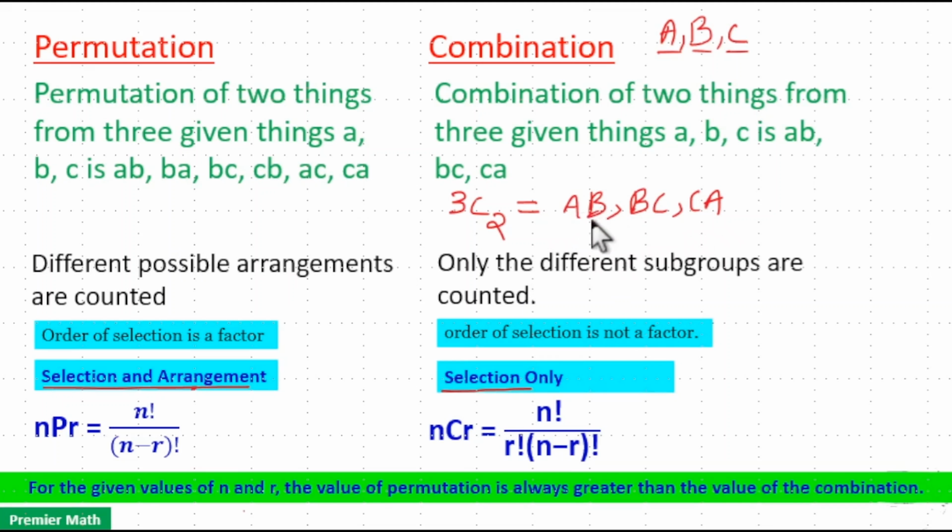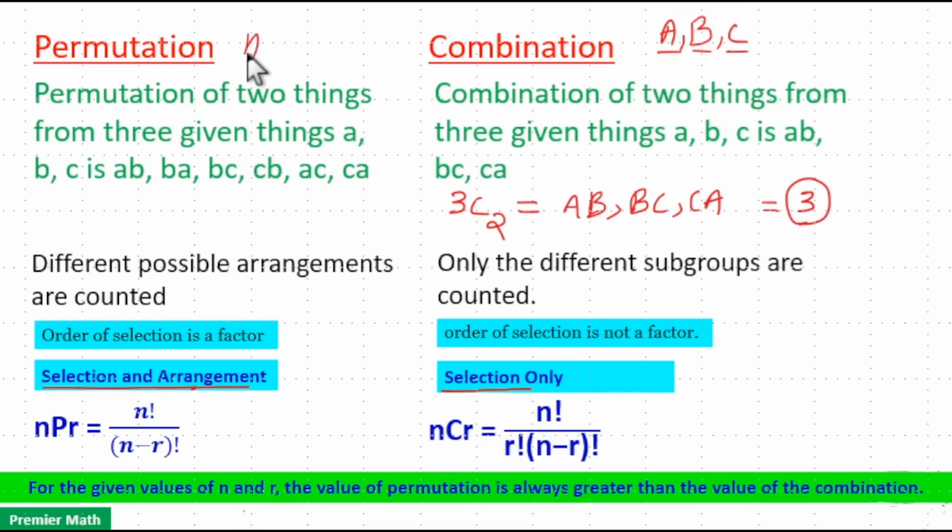That is, AB and BA both are counted as 1. BC and CB both are counted as 1. CA and AC both are counted as 1. So, if you are choosing two objects from this 3, your combination is equal to 3. Chances of selection is 3 here.